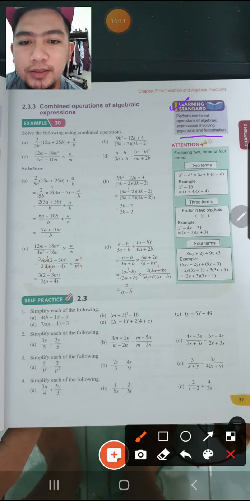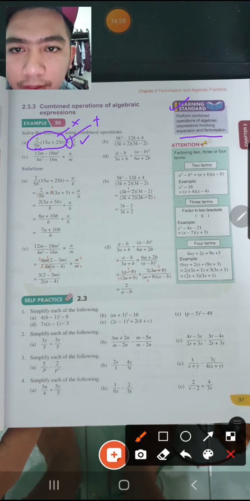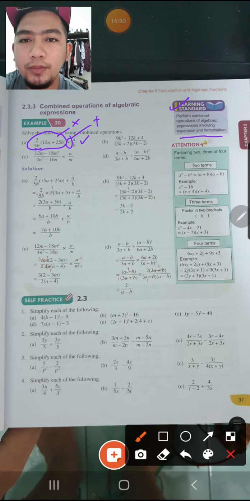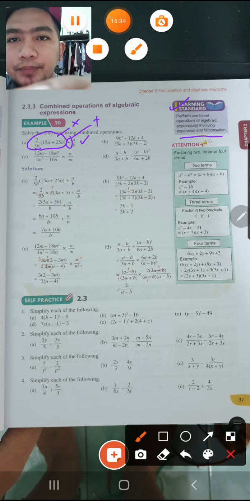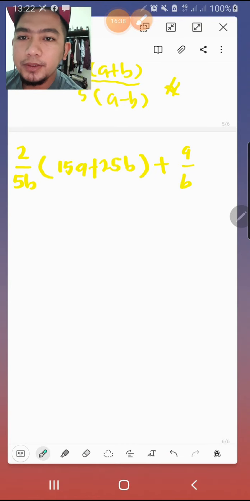So you can see the question here has two operations, right? This one is multiply. This one is addition. Okay, so how to solve the combined operation here? So let's take a look one by one. Okay, this is the first example.